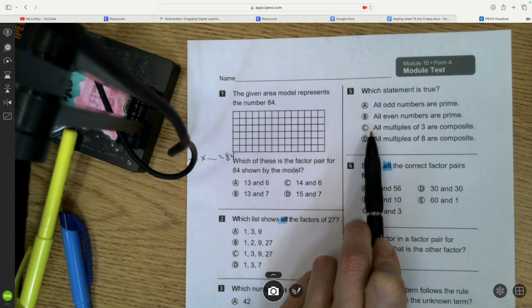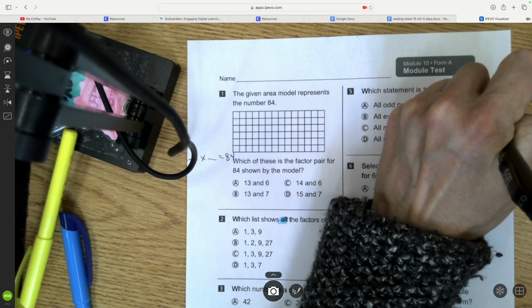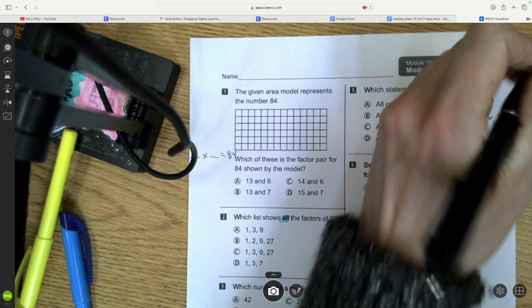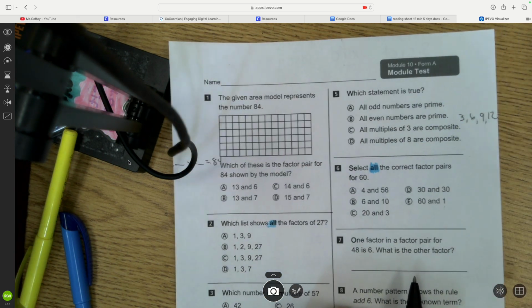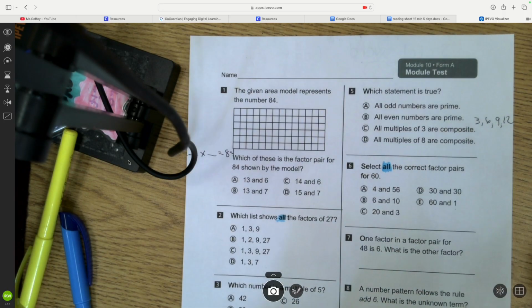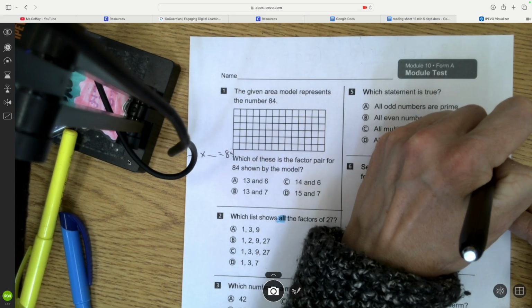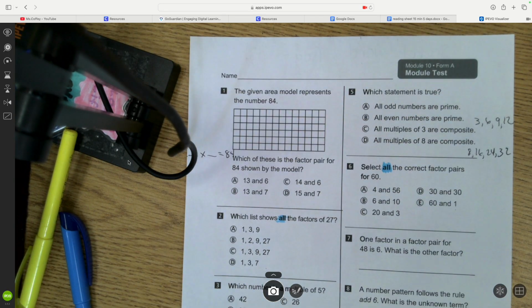C, all multiples of 3 are composite. So that would be starting at 3. That would go 3, 6, 9, 12. Are those all composite, or is there a prime number in there? Or all multiples of 8 are composite. That would include 8, 16, 24, 32. Okay. Are those all composite?